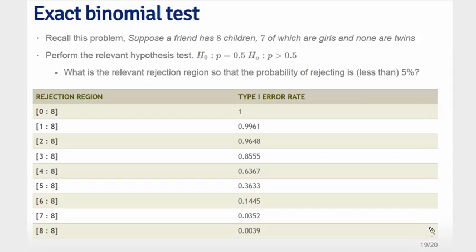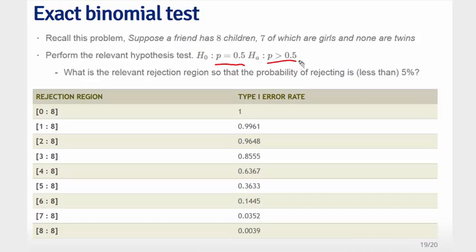So you want to test the null hypothesis that P, the probability of a girl, is 0.5 versus the hypothesis that it's greater than 0.5, because you're a little skeptical. Your friend had 7 girls out of 8 children. So if you were to set up a hypothesis test, what would be the number of girls that the couple could have in order for the probability of having that many or more to be 5% under the null hypothesis of a fair coin?